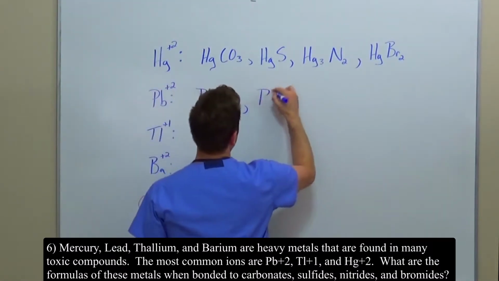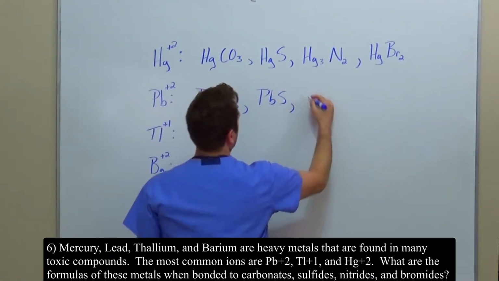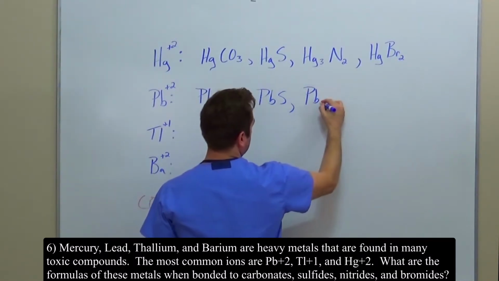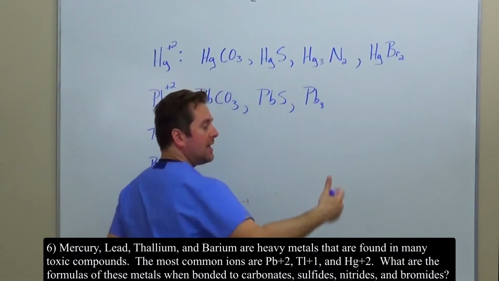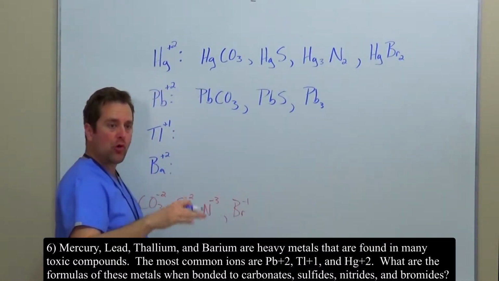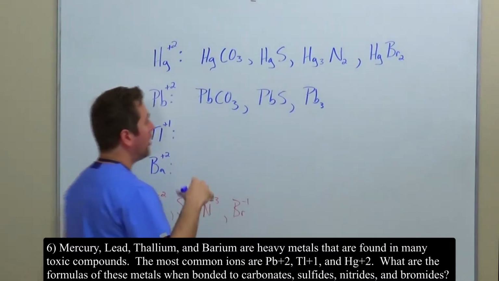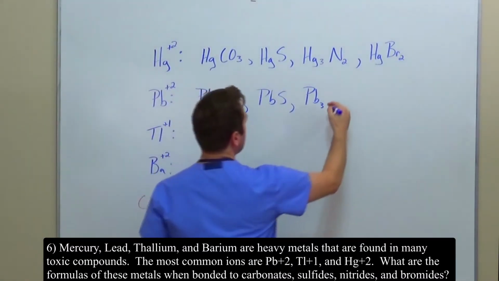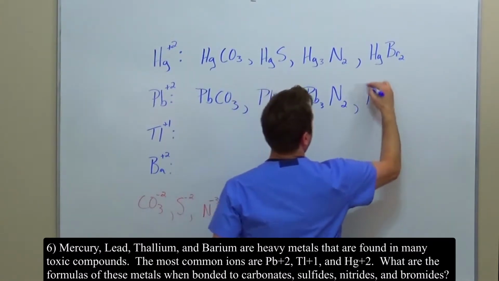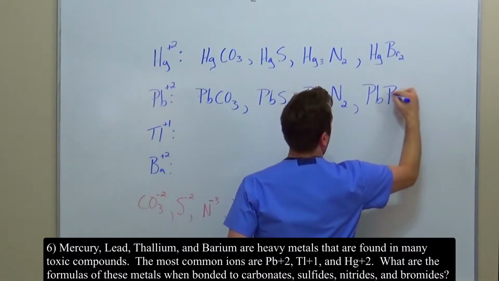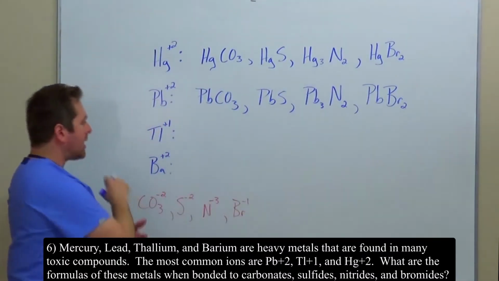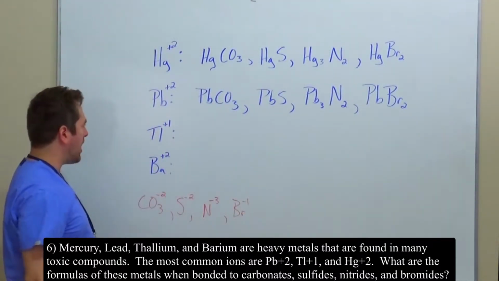We got lead 2 sulfide. We have lead. Now, again, we're going to have to use the same subscript because why? We need an overall positive 6 oxidation number or overall positive 6 charge from all of our leads. And then here's our nitride. We need 2 of those. And then our bromines, we're going to need 2 of those to cancel out the positive 2 charge on the lead.